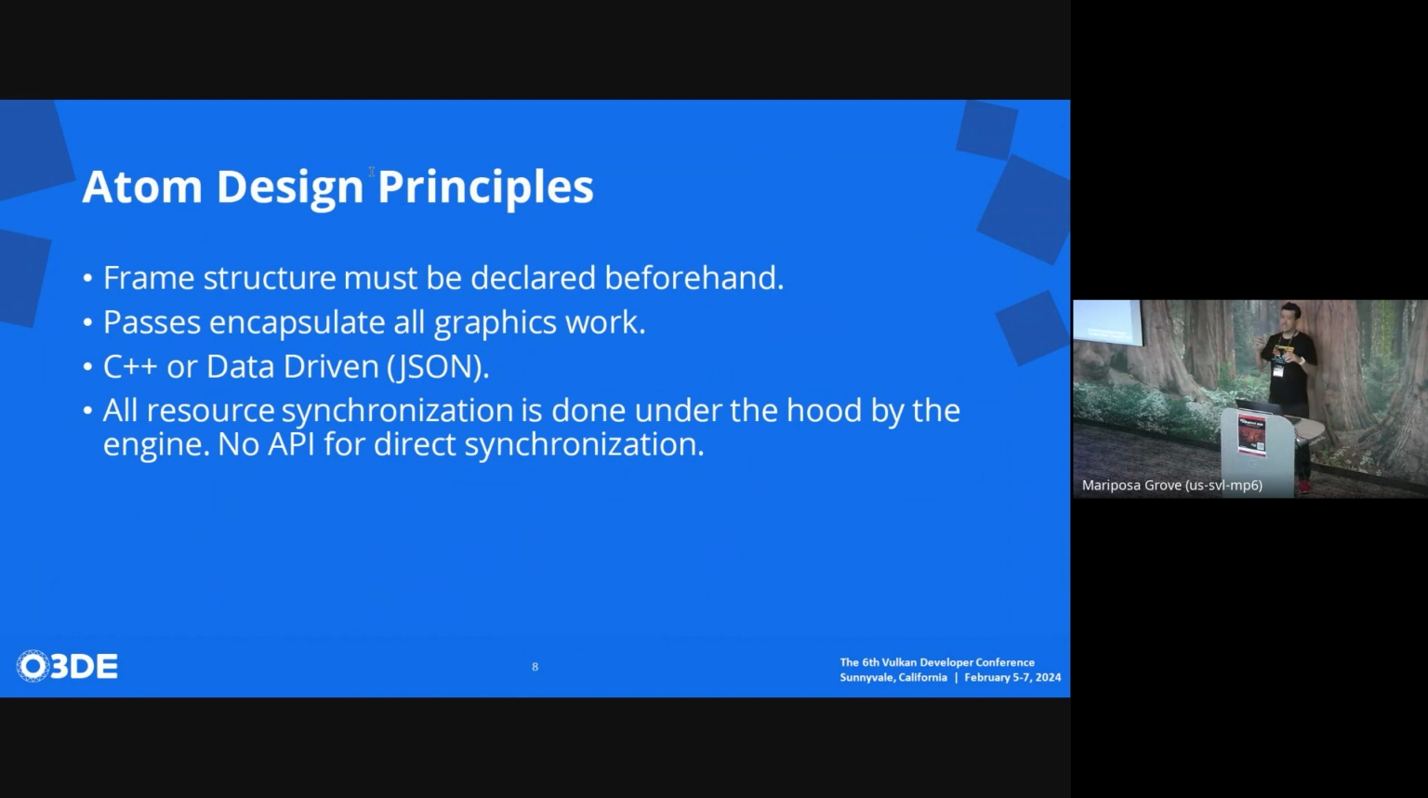We also have that the graphics work needs to be inside a pass. We don't allow having any kind of GPU work outside of the passes. And finally, the synchronization happens under the hood. So we don't have any exposed APIs that somebody can call saying, I want to do a layout transition, or I want to record a barrier, or I want to signal a semaphore or anything like that. All of that happens in the Vulkan API using the information that is provided by the user.